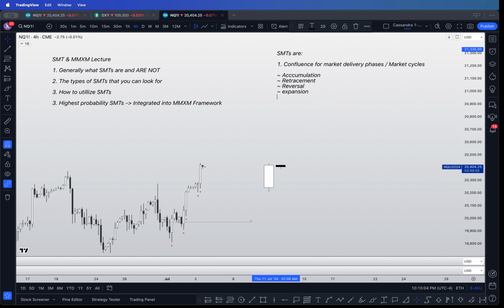Well, generally speaking, what we will say is that an SMT is going to confirm the end and beginning of market cycles, because those two things are tied: the end of one phase, the beginning of another. So what does that more accurately mean? For example, accumulation ends with an SMT. Distribution or expansion begins with an SMT.